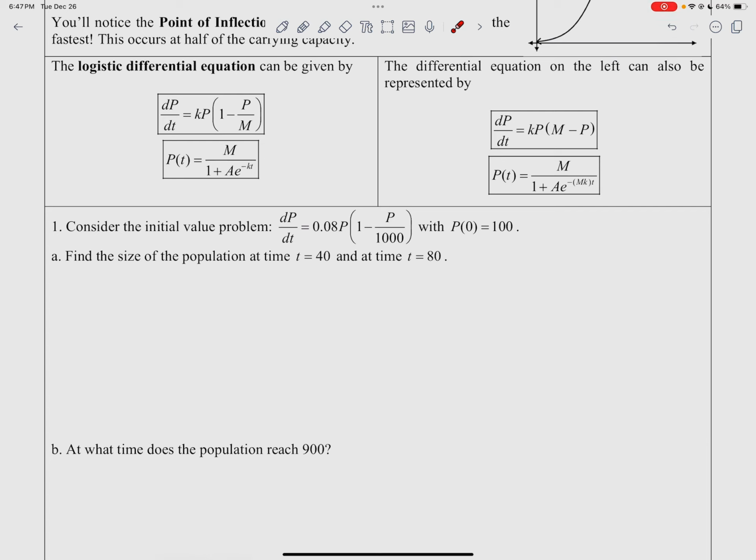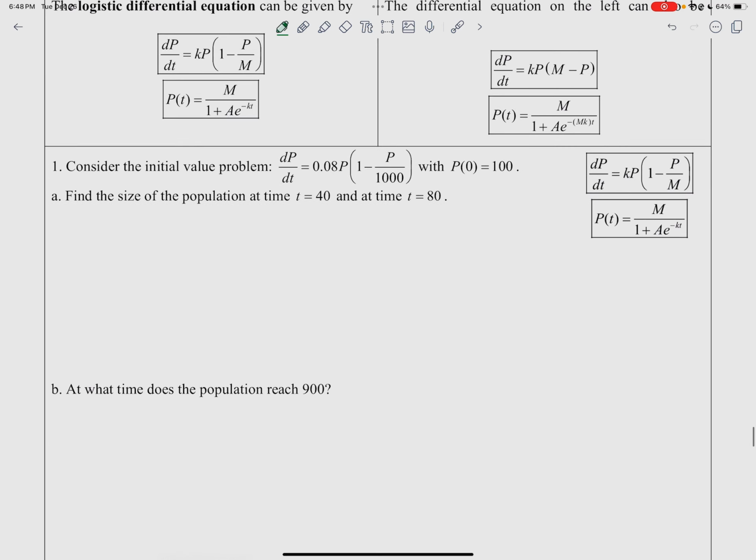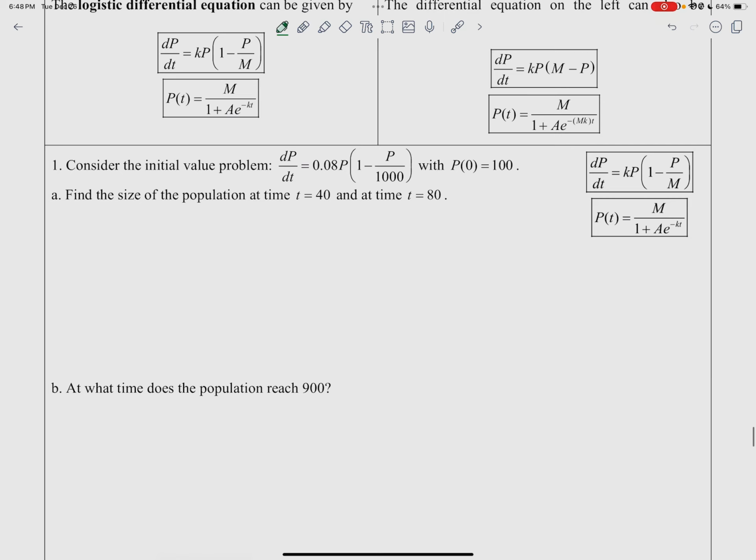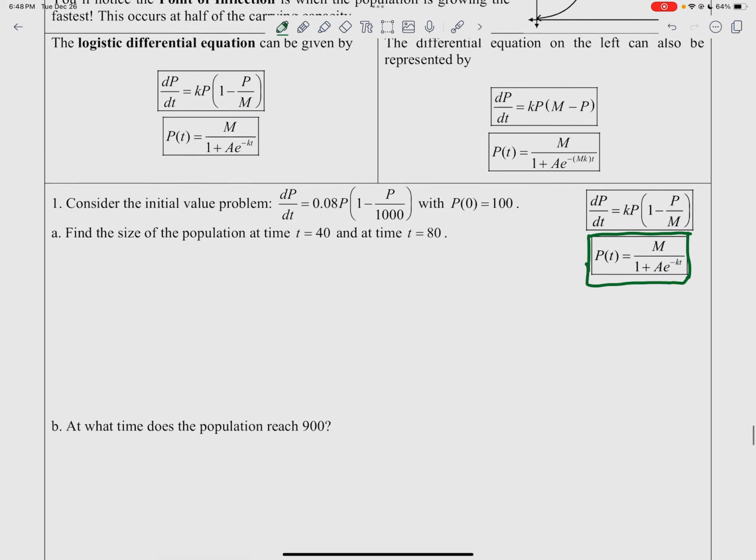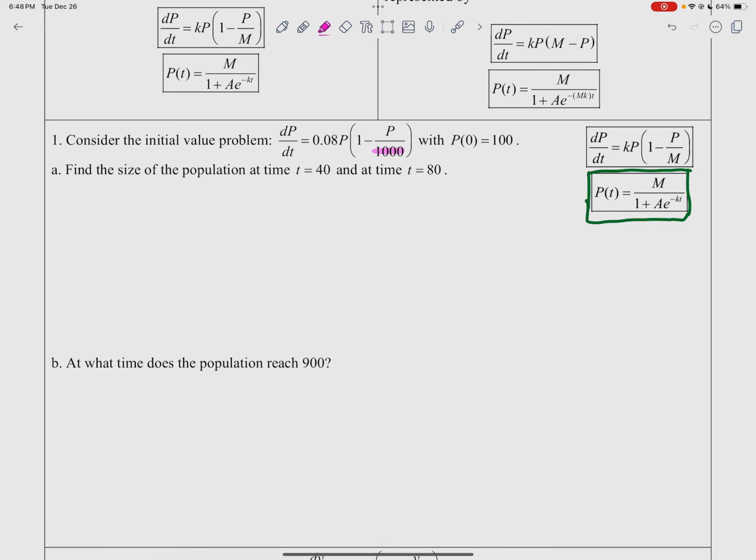So like example number 1 here, notice how your differential equation looks like the one on the left. So I'm going to copy and paste this right here so I know that it's the one on the left. We have the initial value problem, dP/dt is equal to 0.08P times 1 minus P over 1,000, with P of 0 equal to 100. Part A says find the size of the population at t equals 40 and t equals 80. Well, in order to figure that out, we need the equation, and we need to figure out what M, A, and K are. M is my carrying capacity, and that's 1,000.